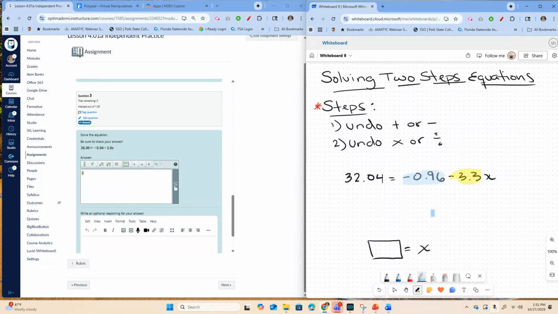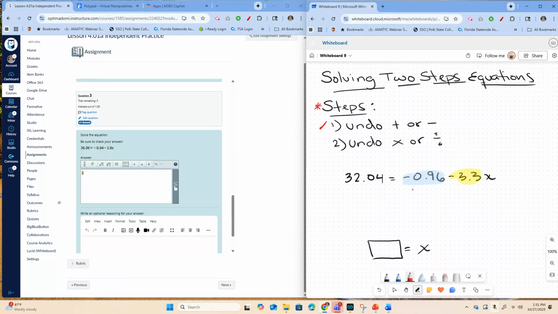And how do you get rid of those numbers so you leave the x by itself? Well, you're going to follow the steps up here. Step number one, undo any addition or subtraction. This 0.96 is subtracting.